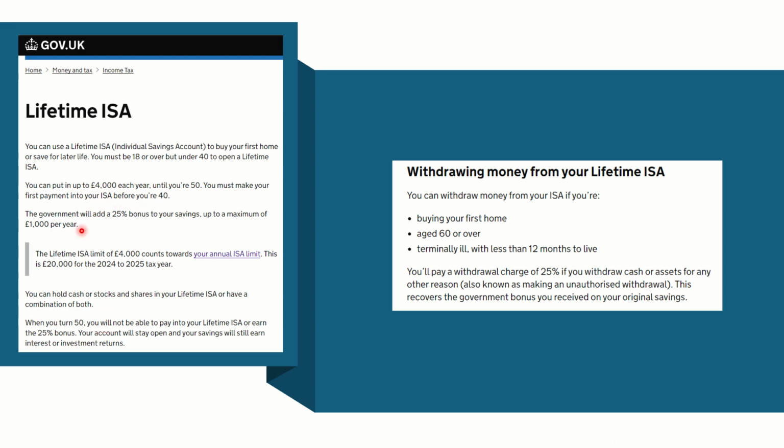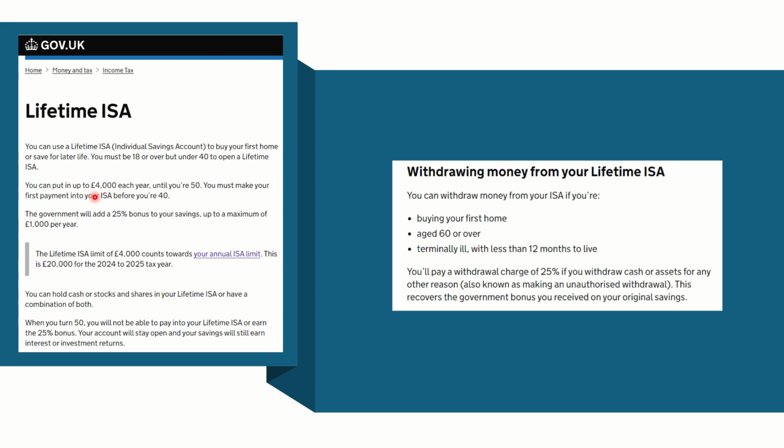And the last thing is that the government will add a 25% bonus on your savings, to a maximum of 1,000. So if you are able to put 4,000 in this lifetime ISA account, then 1,000 per year will be given to you by the government. So it is an excellent opportunity if you are trying to save money to buy a house. If you already own a house, then this is not an account for you. You can still open a lifetime ISA, but then you will only get this money back once you are above 60.